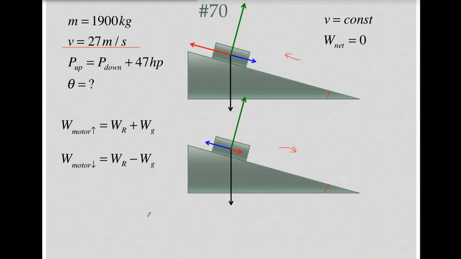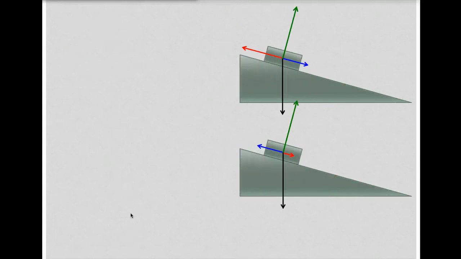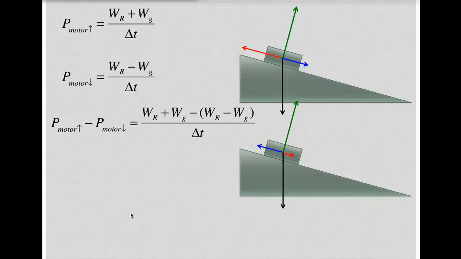So if I were to compare the powers, the power of the motor is work over time. I'm taking this as the work of the motor going up, and the power of the motor on the way down is the difference between these two works over time. So that's about where we stopped. Continuing that, the power of the motor on the way up, the power of the motor on the way down, and we know the difference between those two.